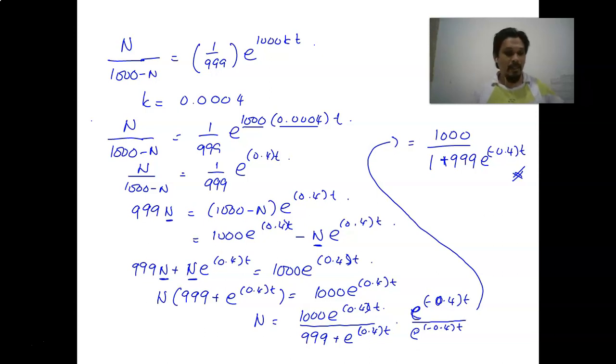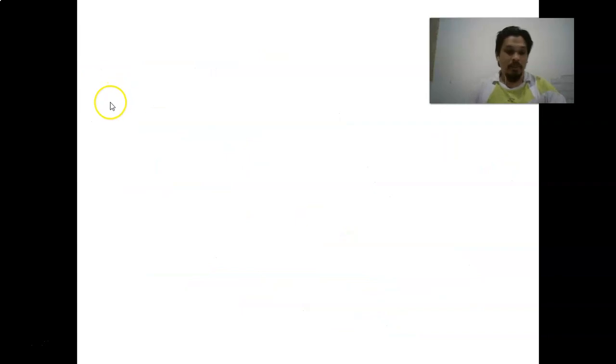Okay. And the last final question mentioned there: find the limit of n with respect to t when t approaches infinity. So now, n equals 1000 divided by 1 plus 999 e^(-0.4t).